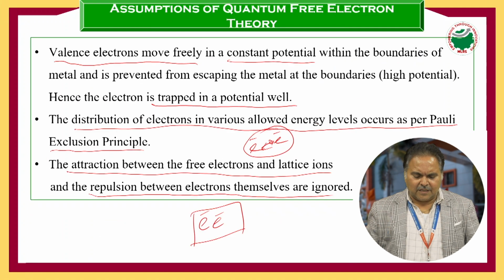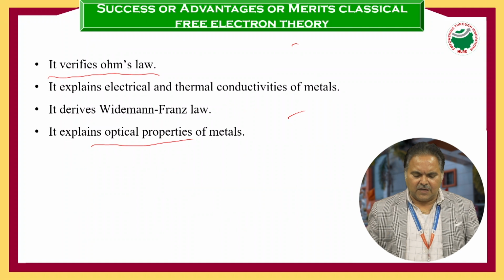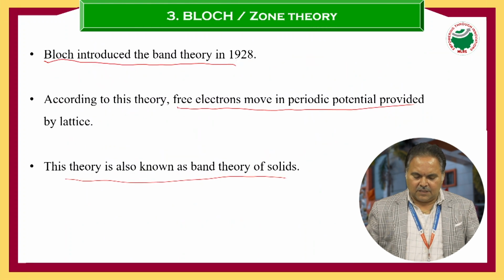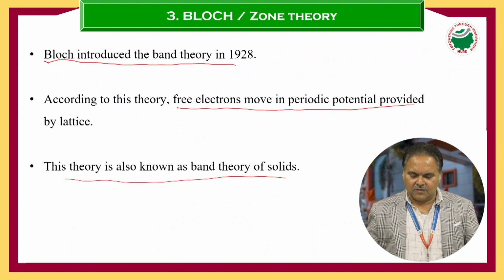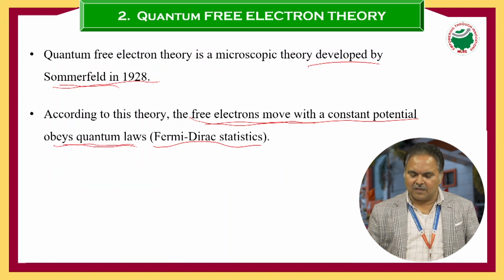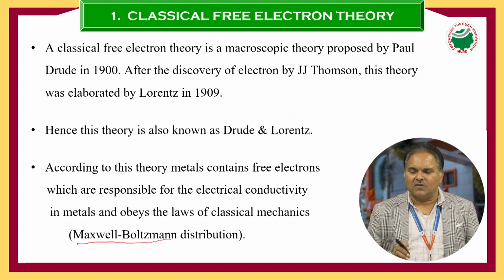So these are the three theories: one is classical free electron theory, another is quantum free electron theory, and the third is Bloch theory, which we will take up in the next class. For these two theories, we have to explain the assumptions and the disadvantages, studying the classical free electron theory as well as the quantum free electron theory.